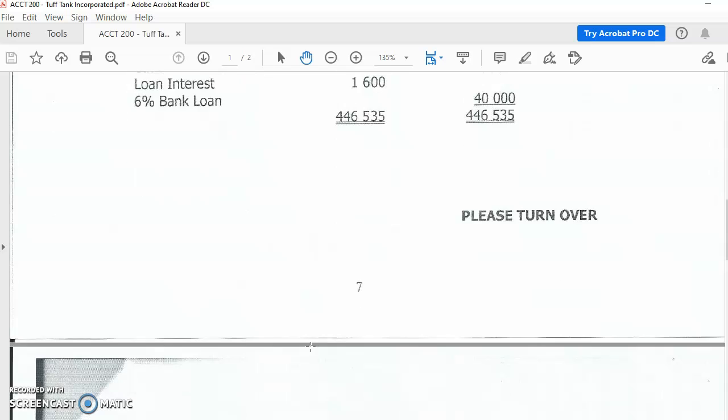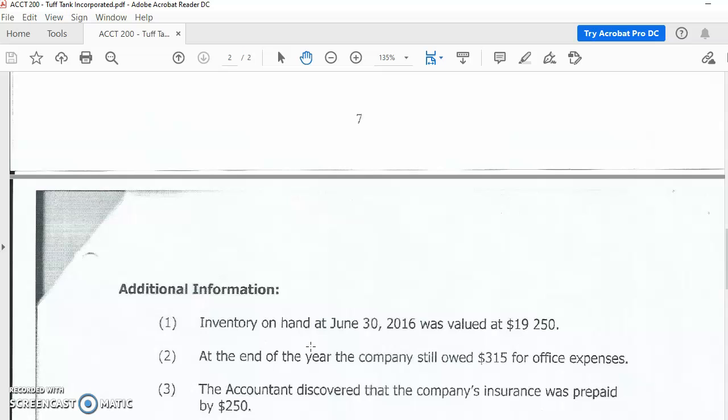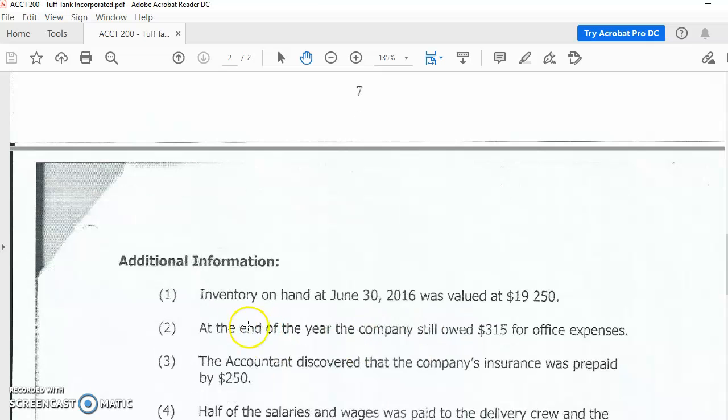So we have some additional information. The additional information states, number one, that inventory on hand at June 30th, 2016 was valued at $19,250. This is our closing inventory. Then it states, number two, at the end of the year, the company still owed $315 for office expenses. So this is accrued office expenses.